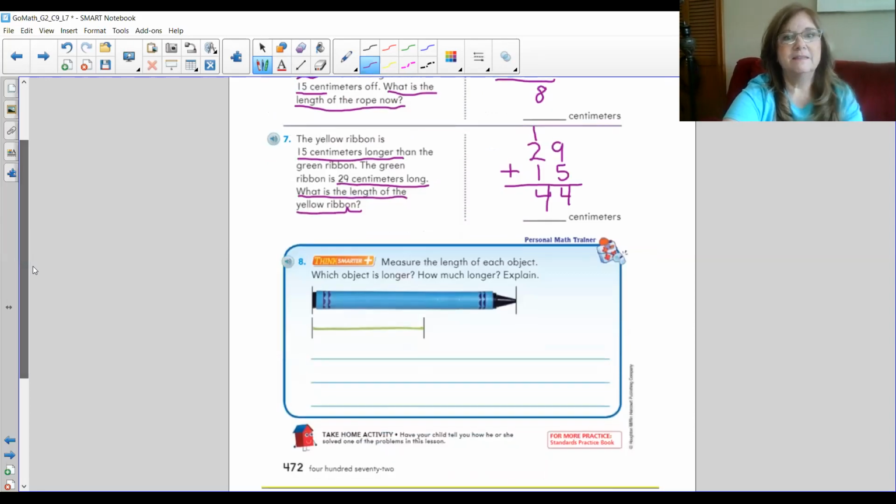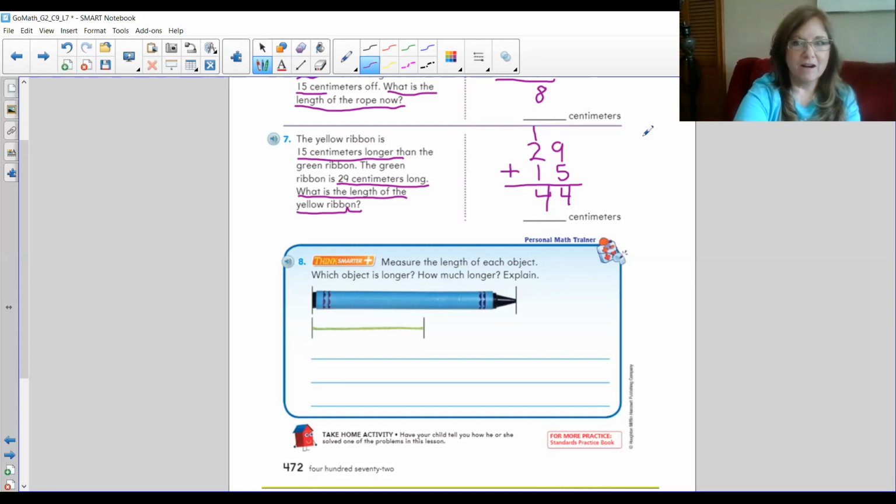Okay, and for our last problem of the day, measure the length of each object. Which object is longer? How much longer? And then we want to explain. So let's go ahead and get our centimeter rulers.